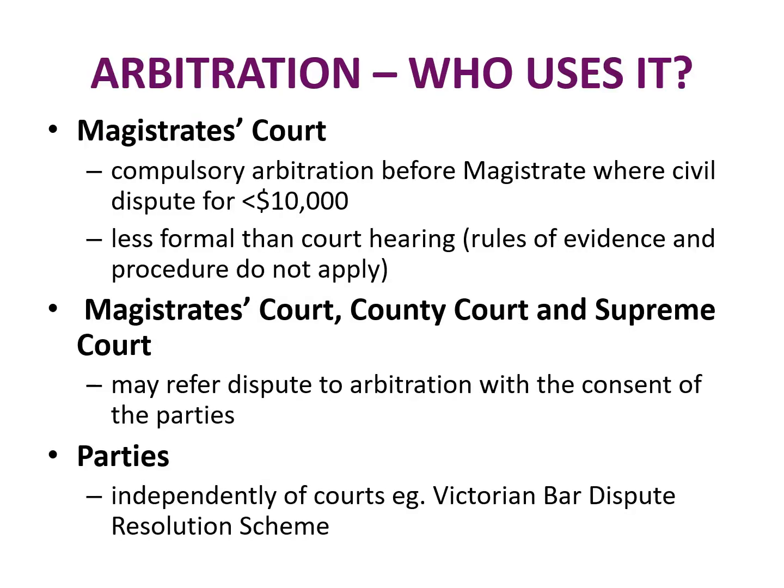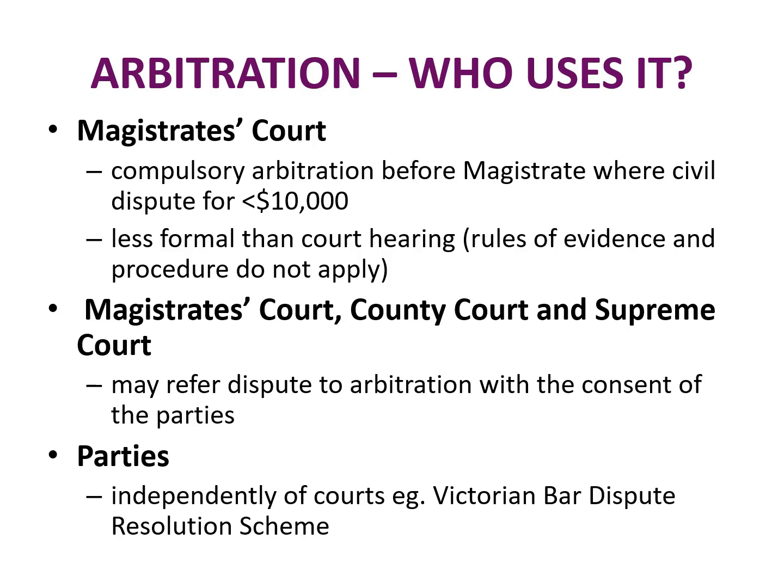This slide sets out how the courts can use arbitration to resolve civil disputes. Where the civil dispute is for less than $10,000 and is brought to the magistrates' court, that dispute must be resolved by arbitration. In such a case, the magistrate is the arbitrator. The difference is that, unlike a hearing in the magistrates' court, the rules of evidence and procedure do not apply when the magistrate is acting as an arbitrator.